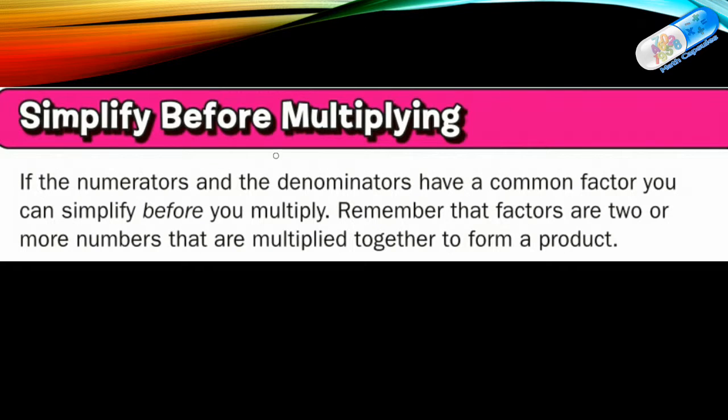Now, simplifying before multiplying. In some cases we have to simplify before we multiply. This will make it easier for us. So, if the numerators and the denominators have a common factor, you can simplify before you multiply. And remember that factors are two numbers that are multiplied together to form a product.